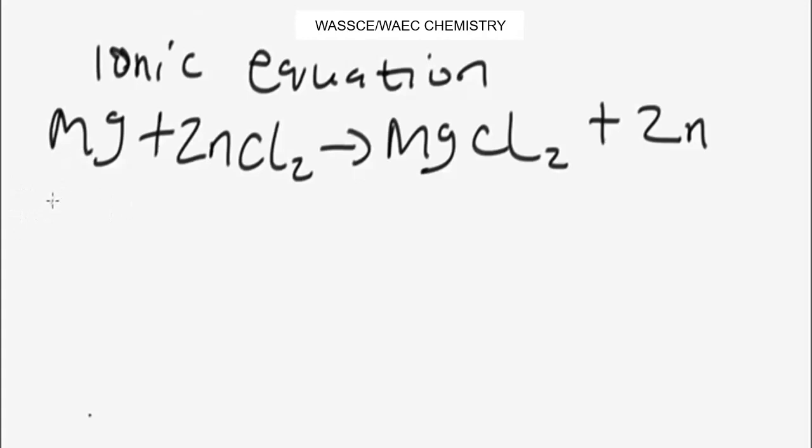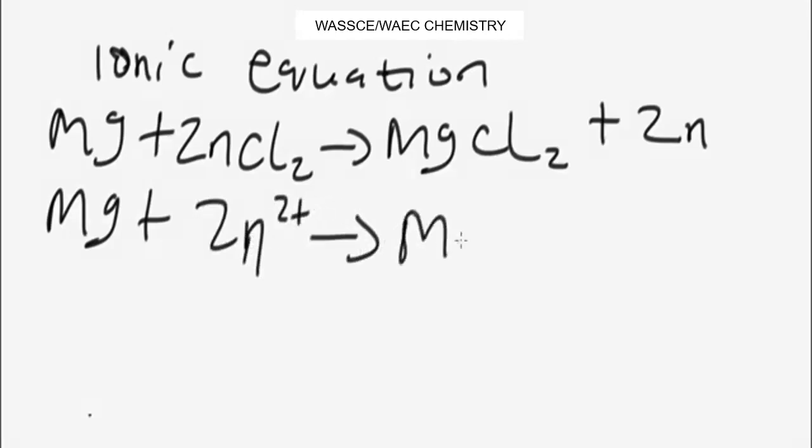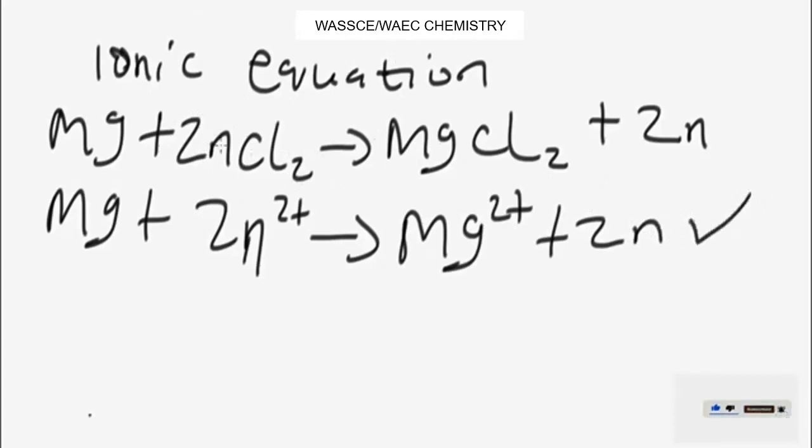Let me have it to be magnesium plus zinc ion, to form magnesium ion plus zinc atom. Okay, so this is the ionic equation for this reaction. Now if you check, the magnesium got oxidized to magnesium ion, whereas the zinc ion got reduced to zinc atom.